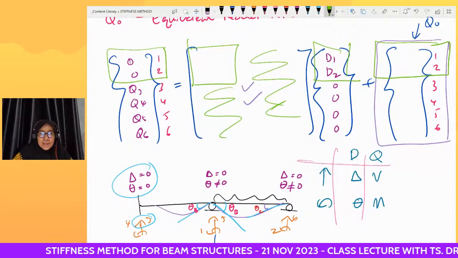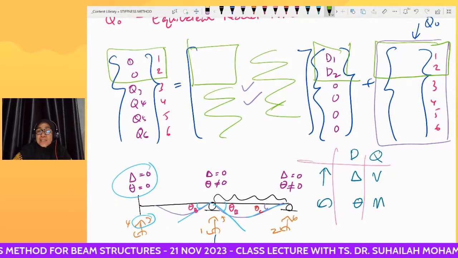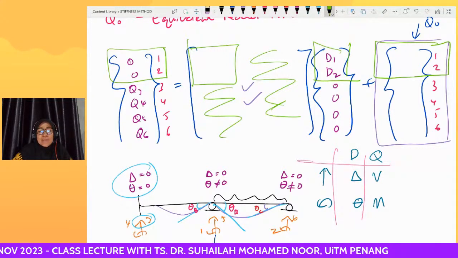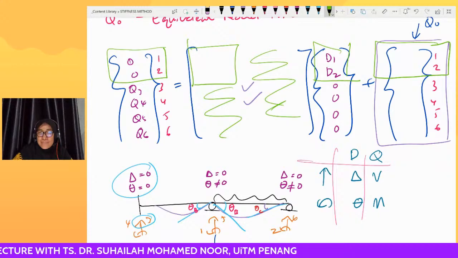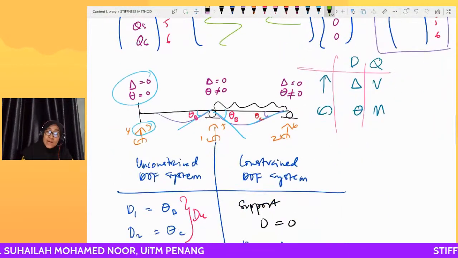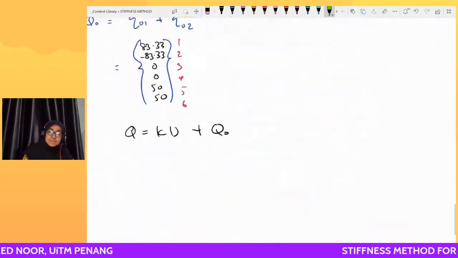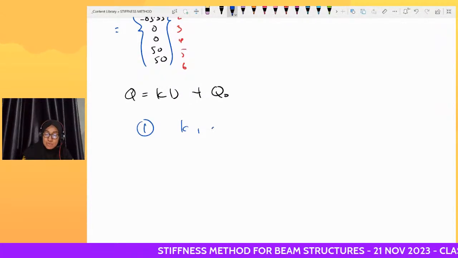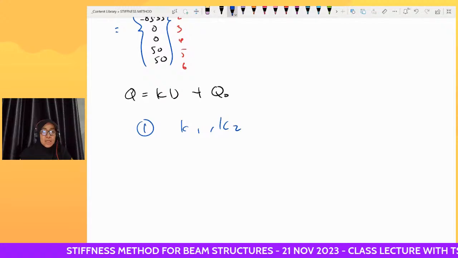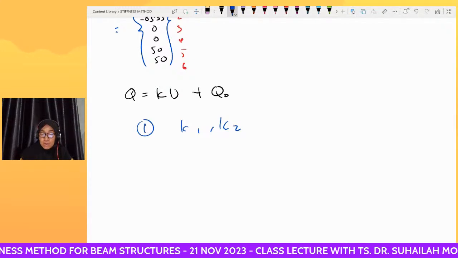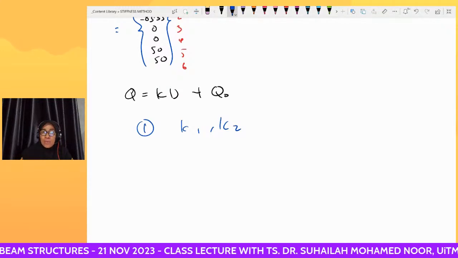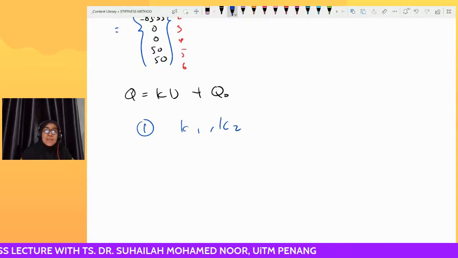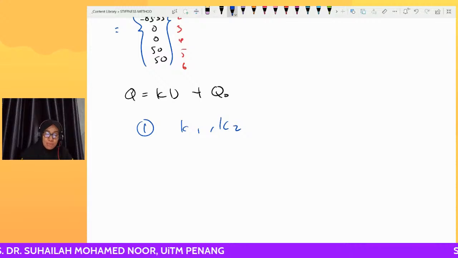Normally when the question is to calculate displacement, the compulsory step to calculate the unknown displacements is K1 and K2. This is compulsory, K1 and K2 in full: 4 by 4 for K1 and 4 by 4 for K2. After that, you have to combine.